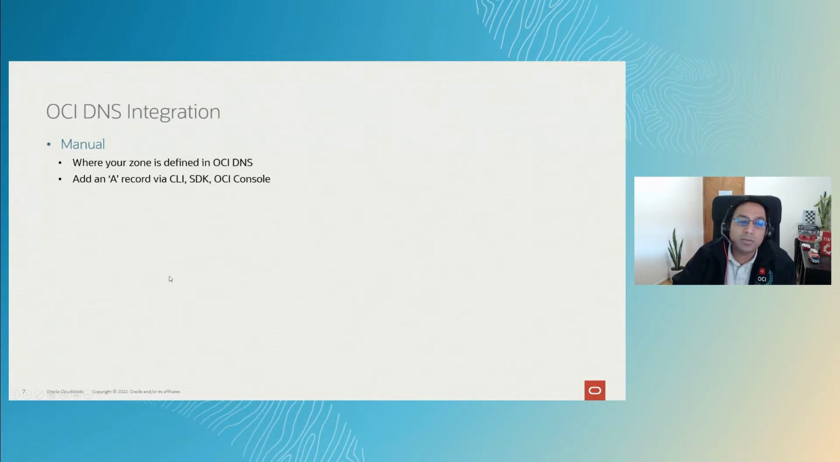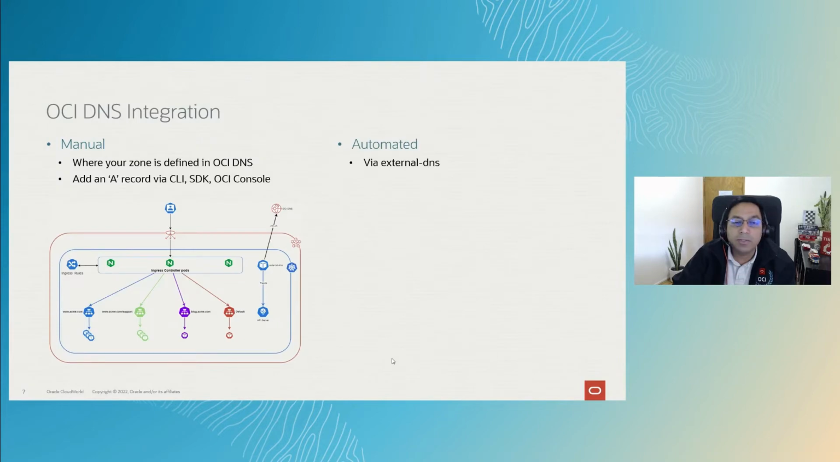To integrate it with DNS, you can do so manually. If your zone is being managed in the OCI DNS, you basically add an A record for an IPv4, either via the CLI, the SDK, the OCI console, or even using Terraform. Alternatively, you can automate this using a project called External DNS.